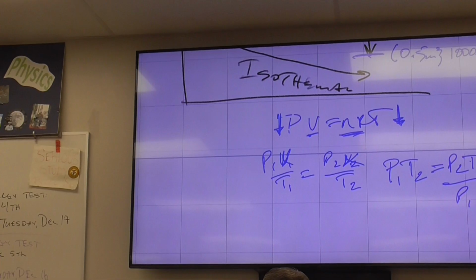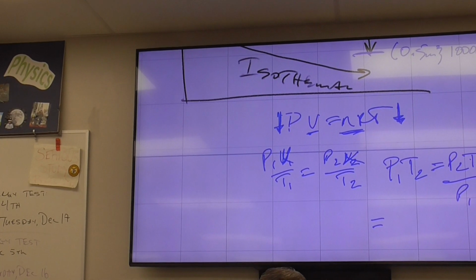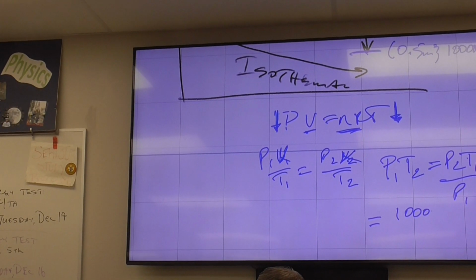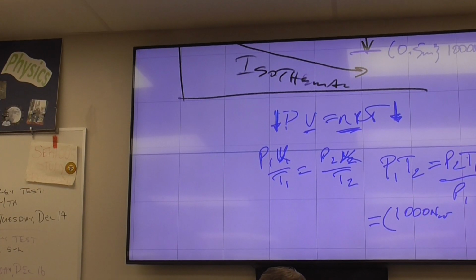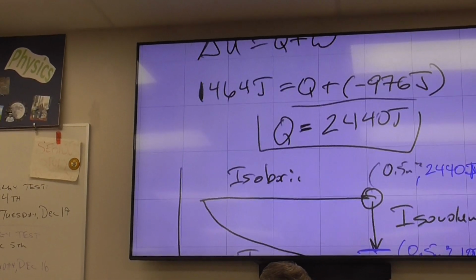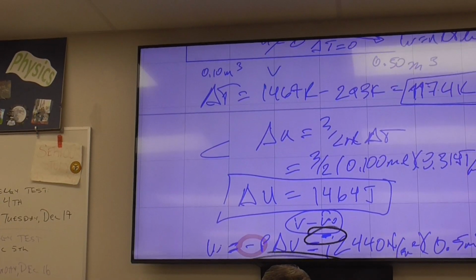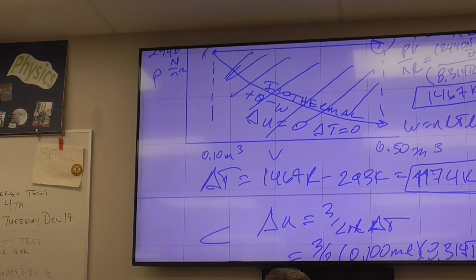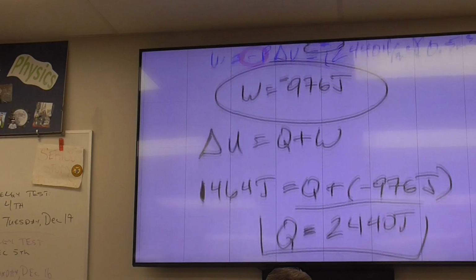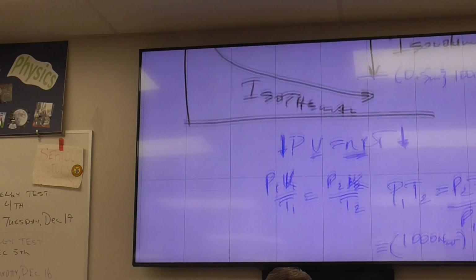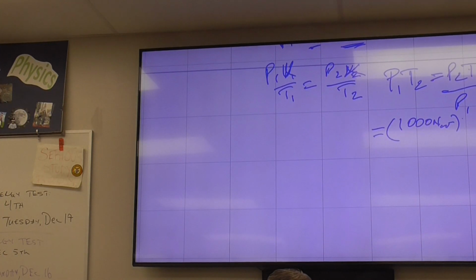So what was that T1 temperature, like 14 something? Something like that. What was that temperature up there? Like 1467 Kelvin. 1467. And the original pressure was 2440.